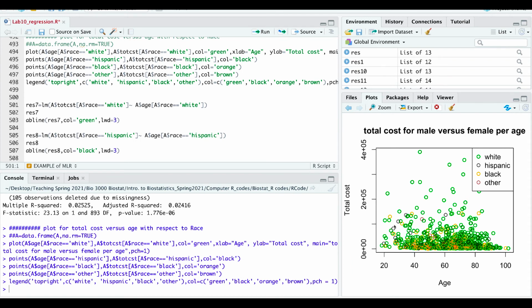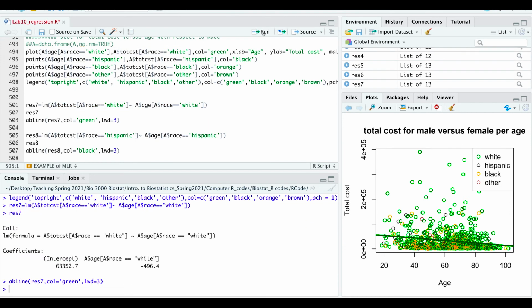Now I want to draw the regression line for each of those colors. To draw the regression line, you need to run the regression analysis for simple linear regression, just one x, one y. That's what I'm doing here: total cost versus age. If you run that, this is the line, the green line.